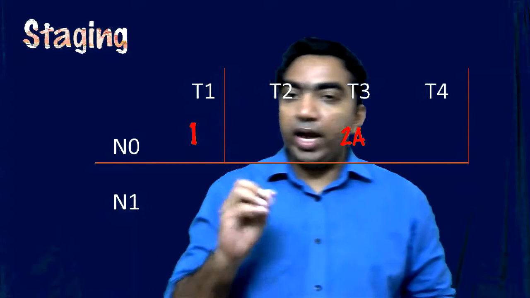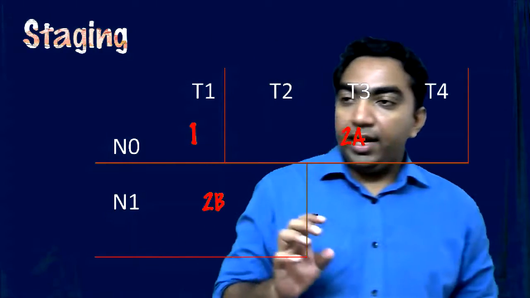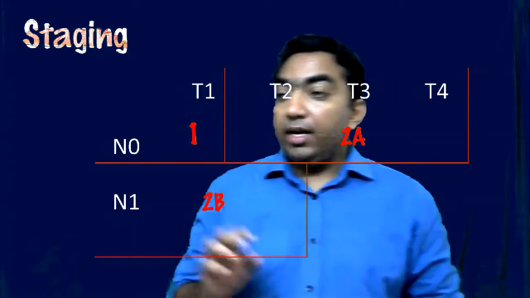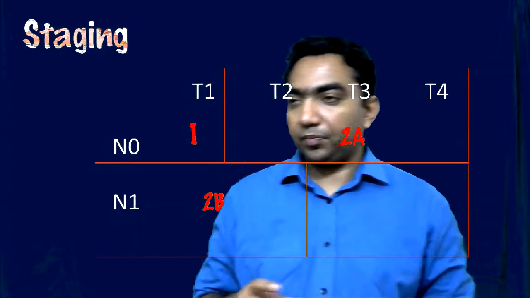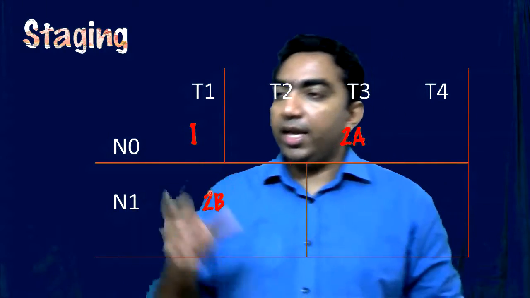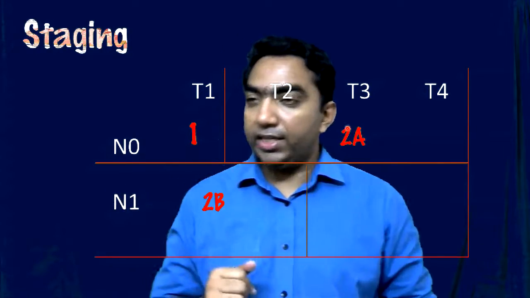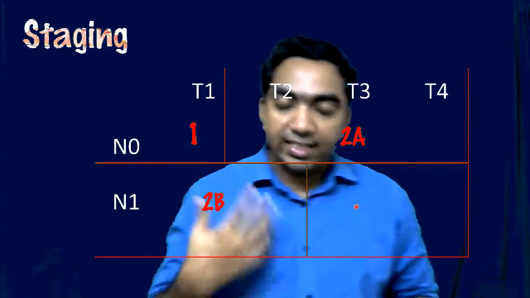T1, T2 and N1 is a stage 2B lesion. And T3, T4, N1 is a stage 3 lesion. So suppose the lesion is T3, N0, M0, it is a stage 2A lesion. But if the lesion is T3, N1, M0, it is a stage 3 lesion.